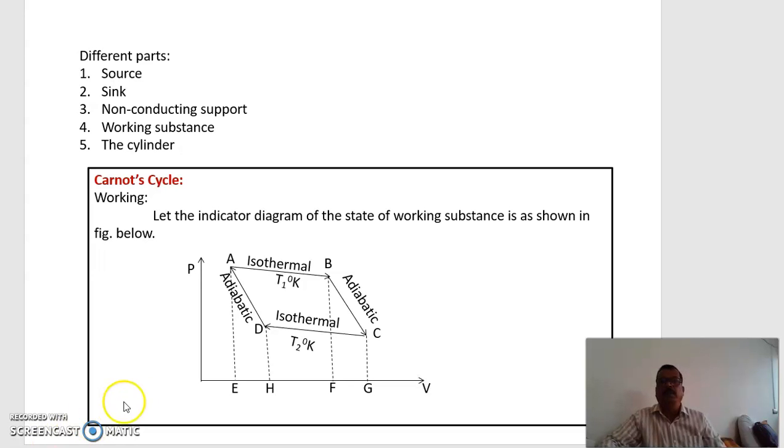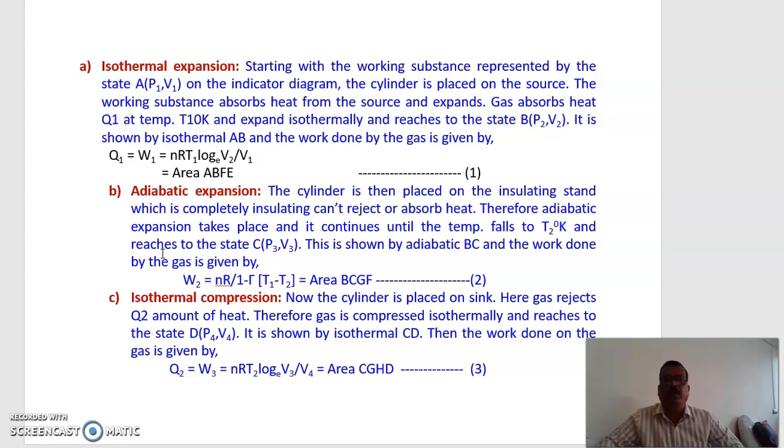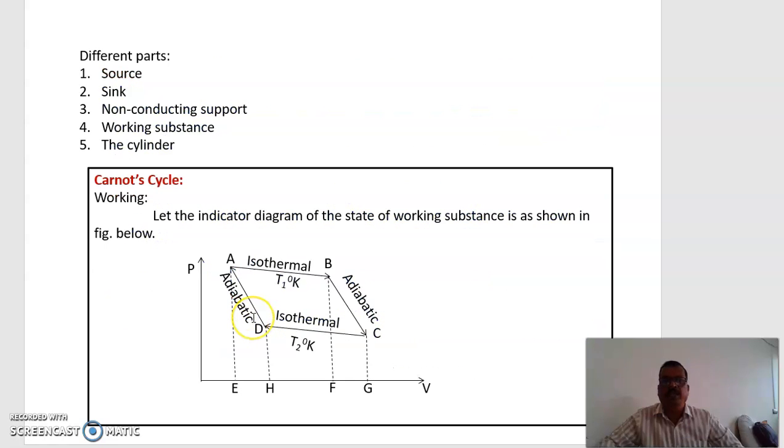Hi guys, in this lecture we see about Carnot cycle. In the last lecture we saw the working of the Carnot cycle and its three steps: isothermal expansion, adiabatic expansion and isothermal compression. Okay?